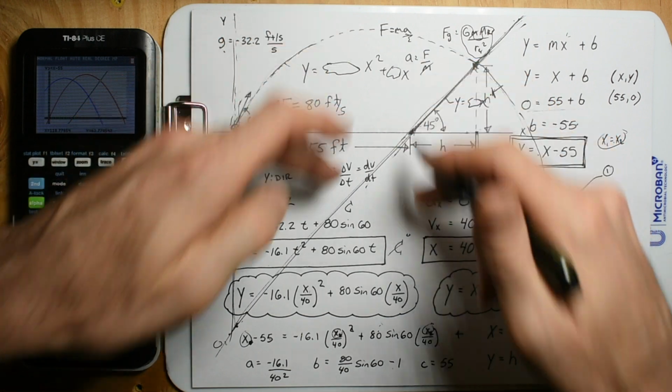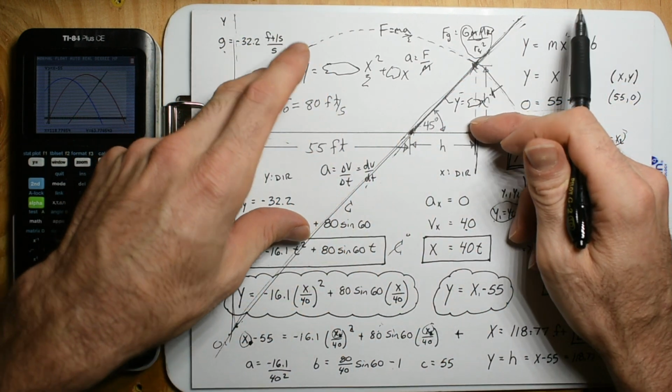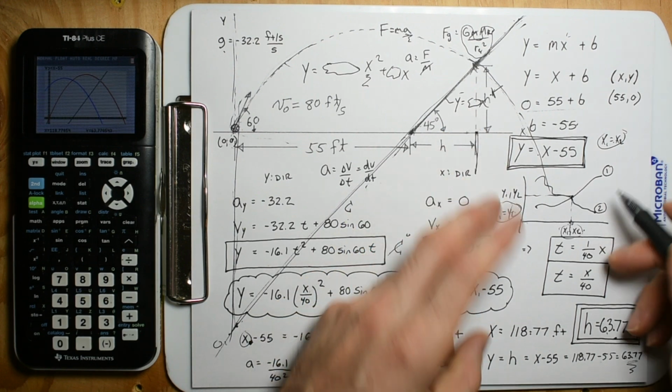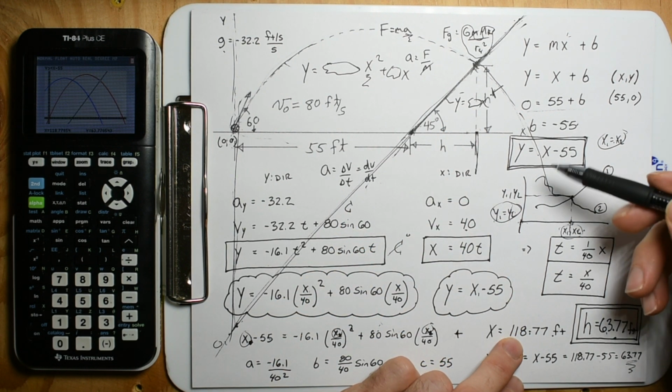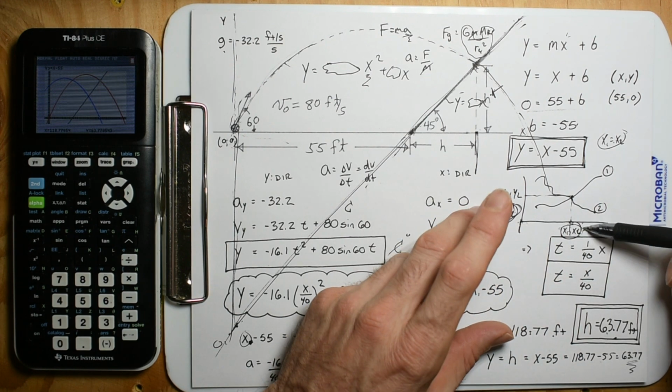We got an equation that's not a function of time. It's a function of x. This was also a function of x. And we know that at the intersection, both x's are going to be the same. At the same time, both y's are going to be the same. And I'm glad I picked up on that on the fly.